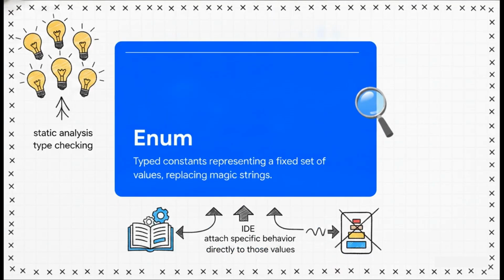Right alongside those DTOs, we have enums. Enums are typed constants that represent a fixed set of values. They entirely eliminate the danger of using random magic strings scattered all over your codebase. You know what I mean. Manually typing out status equals pending in 20 different files. No way. By using an enum, you instantly get IDE autocompletion, you get static analysis, and you can even attach specific behaviors directly to those values. It's a real game changer.